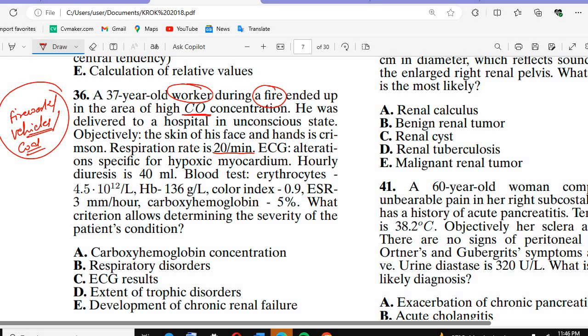Okay, so in this question we have the worker during a fire, the carbon monoxide concentration. What criteria allow us to determine the severity of the patient's condition? So this is carbon monoxide plus hemoglobin, and we call this condition the carboxyhemoglobin concentration. Okay, is that clear?